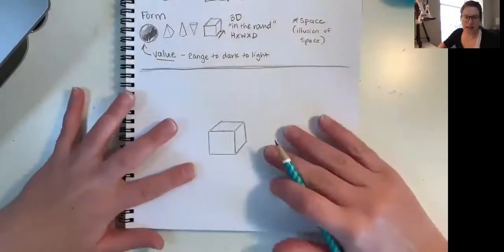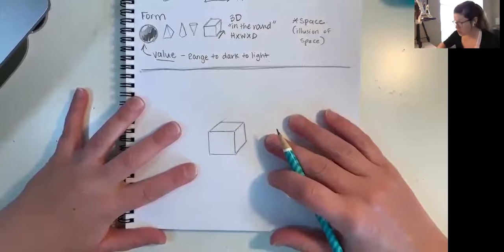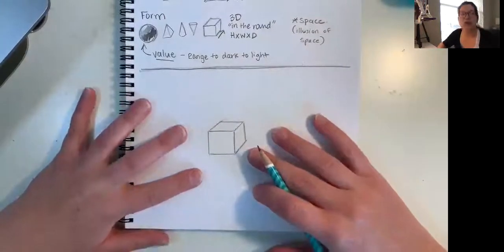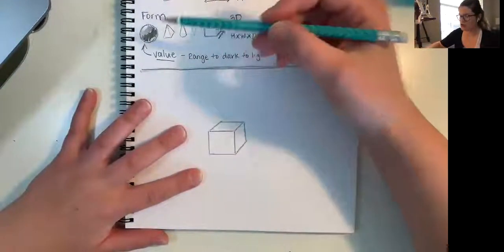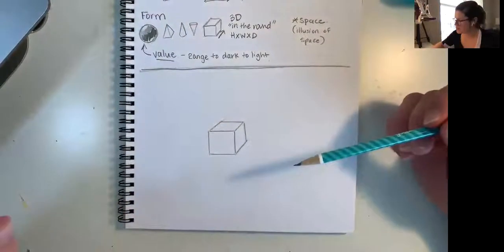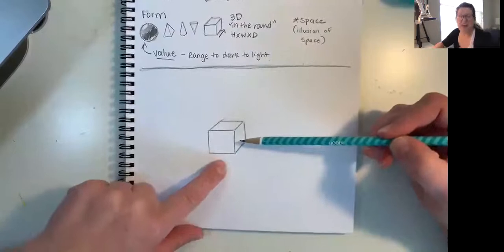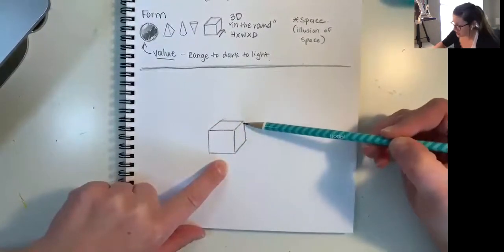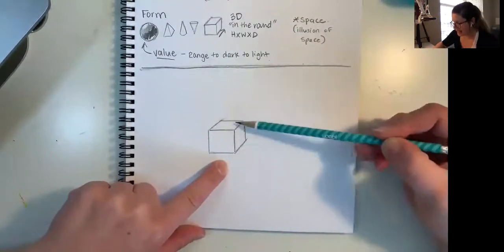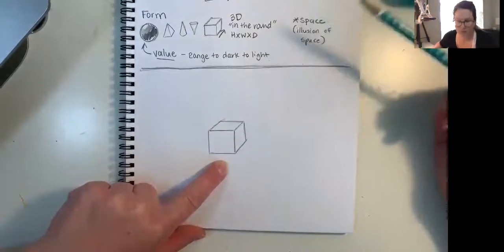So we're going to take a look at how to add value to a cube, and then we'll look at how to add value to a sphere. And the reason we'll do those two is because there's two different methods. A cube is very easy because it's sectioned for us. We automatically have these separated planes, okay?